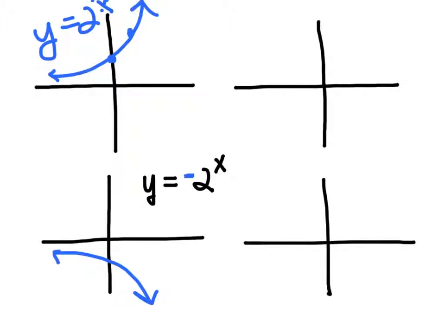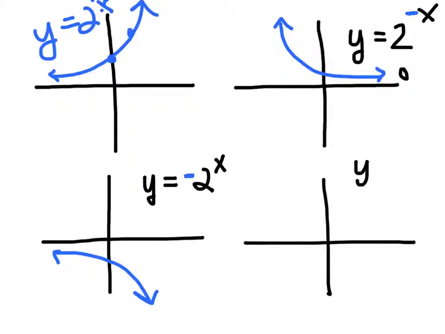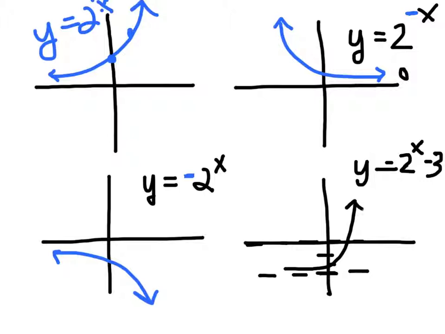If I take the same graph, y equals 2 to the x, but I put a negative inside the graph next to the x right here, that's going to take the function and flip it across the y-axis, and it looks like this. If I were to take the y equals 2 to the x graph and add or subtract after it, let's say I'm going to subtract 3, that would take the horizontal asymptote at 0 and shift it down 3, and the function would then look like this.